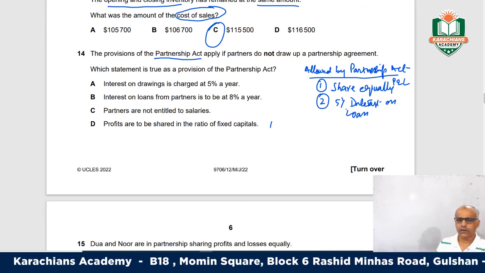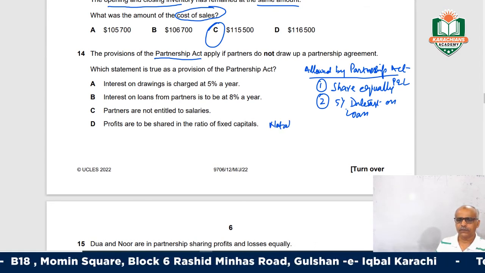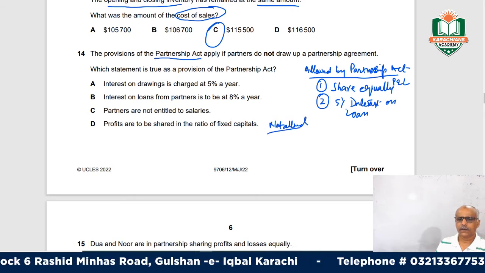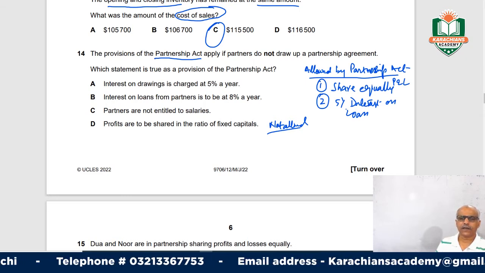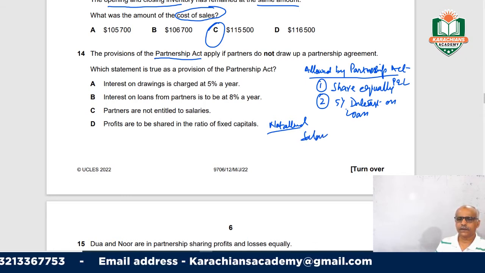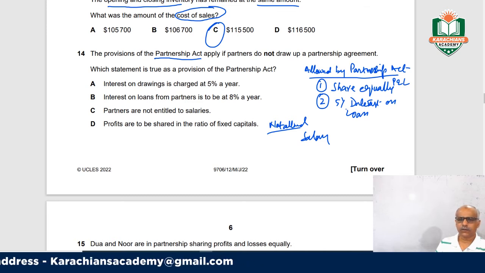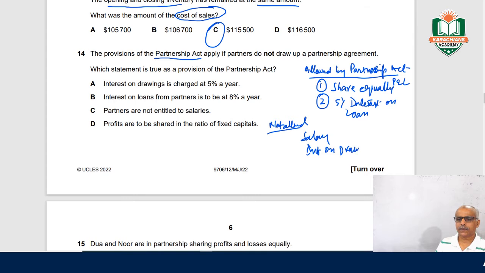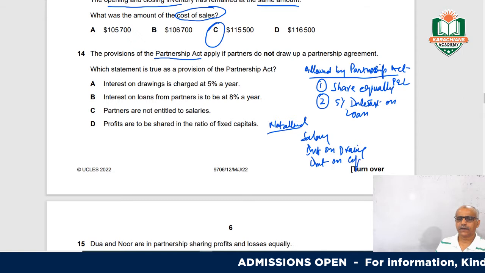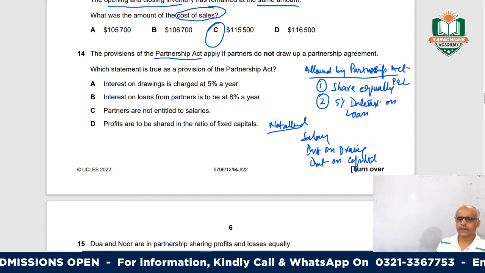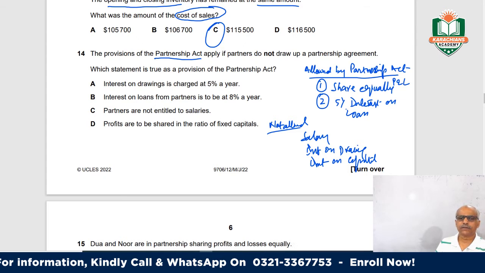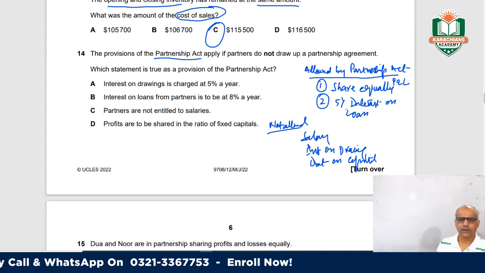And what is not allowed? Only these two things are allowed, and rest nothing is allowed. Means salaries to partners not allowed, interest on drawings not allowed, interest on capital not allowed, right? And profit and loss distribution has to be done according to this.